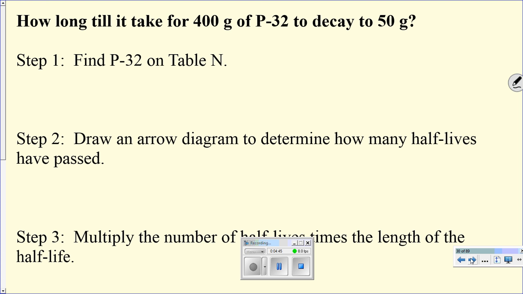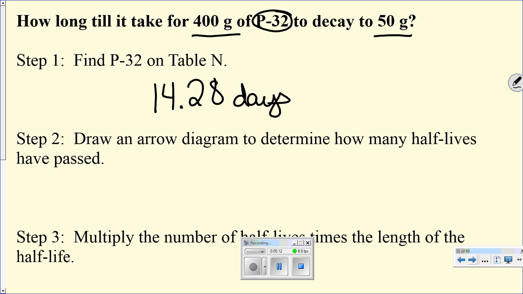If we were to have 400 grams of P-32 decay down to 50 grams, and we wanted to know how long that would take, the first thing we're always going to do is find what's in question here, phosphorus-32, on the table. Phosphorus-32 has a half-life of 14.82 days. A little bit of a different approach to this question. We're actually given starting and ending amounts, so we need to figure out how many half-lives went by.